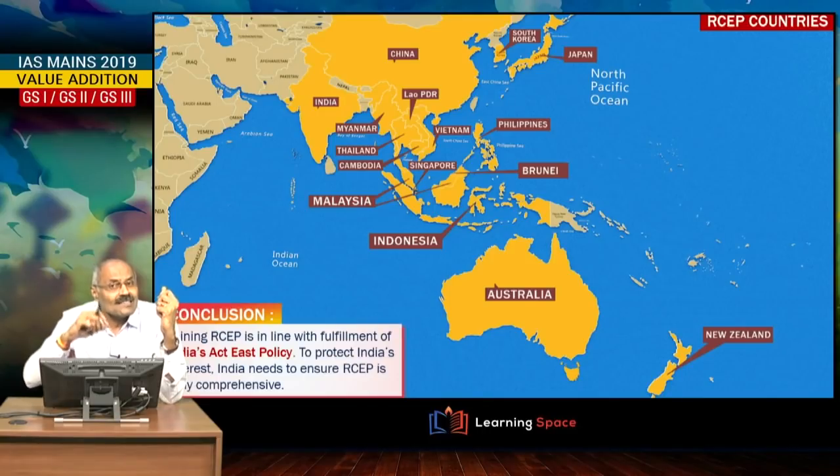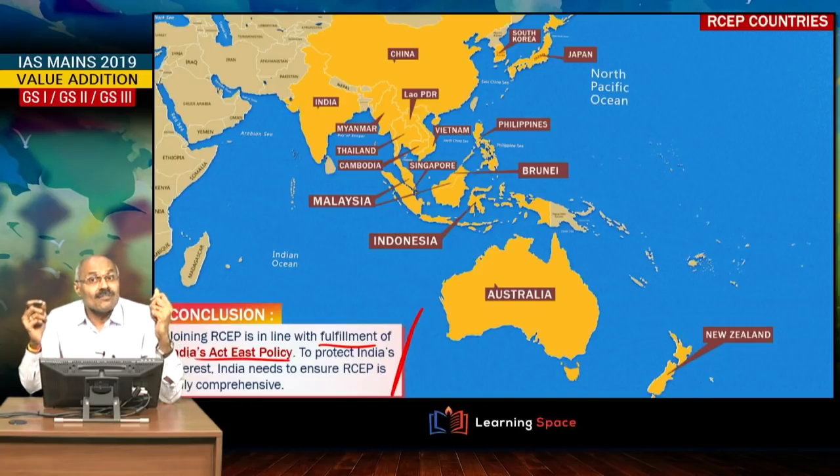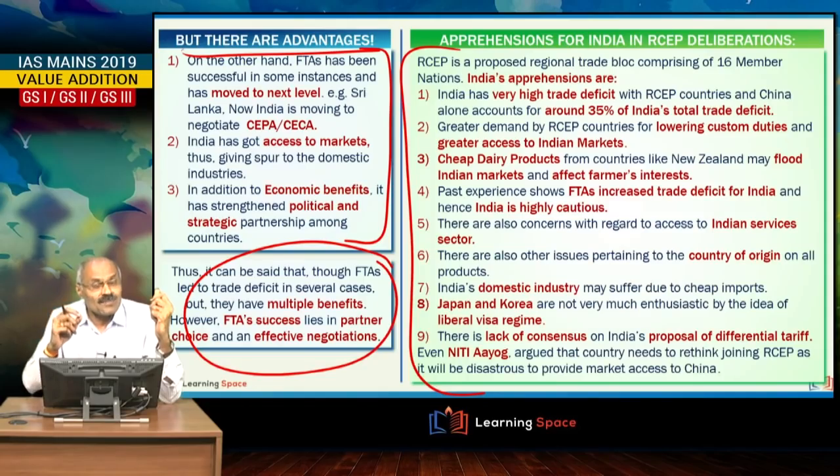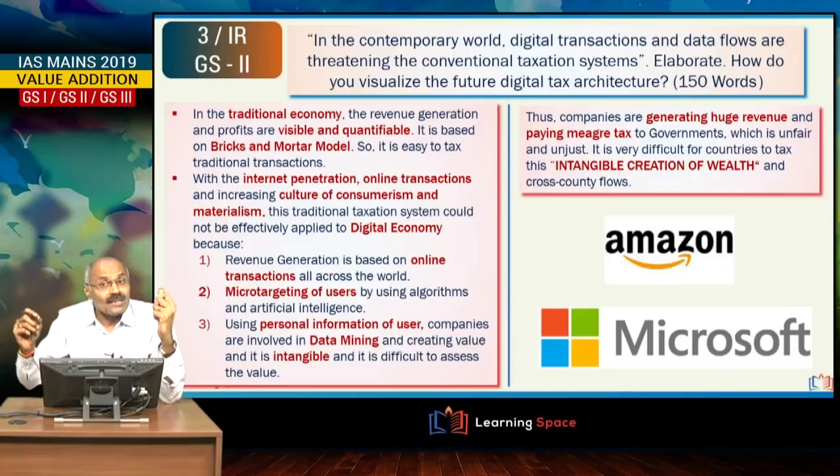Right, friends, this is the conclusion. Joining RCEP is in line with India's Act East policy to protect India's interests. RCEP is to be made truly comprehensive, and India should take steps to remove these apprehensions. Right, friends, a question on RCEP may be asked either in GS2, maybe in GS3 also. Look at the next one.